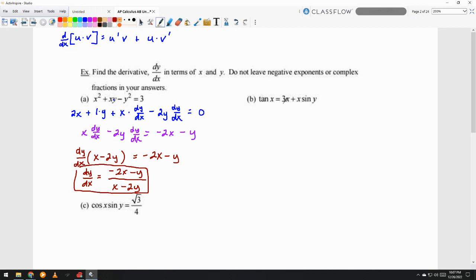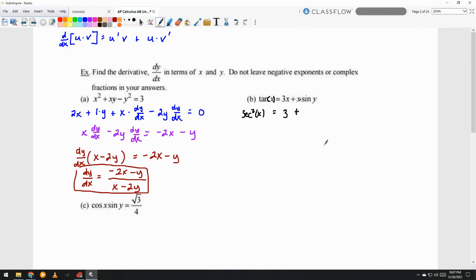All right, for letter B, we have the derivative of tangent x, which is secant squared x. That's an x term, so we do not need to worry about the chain rule because it would be dx over dx, which is equal to 1. Derivative of 3x is just 3. Same thing about the chain rule there. And then we have another product.